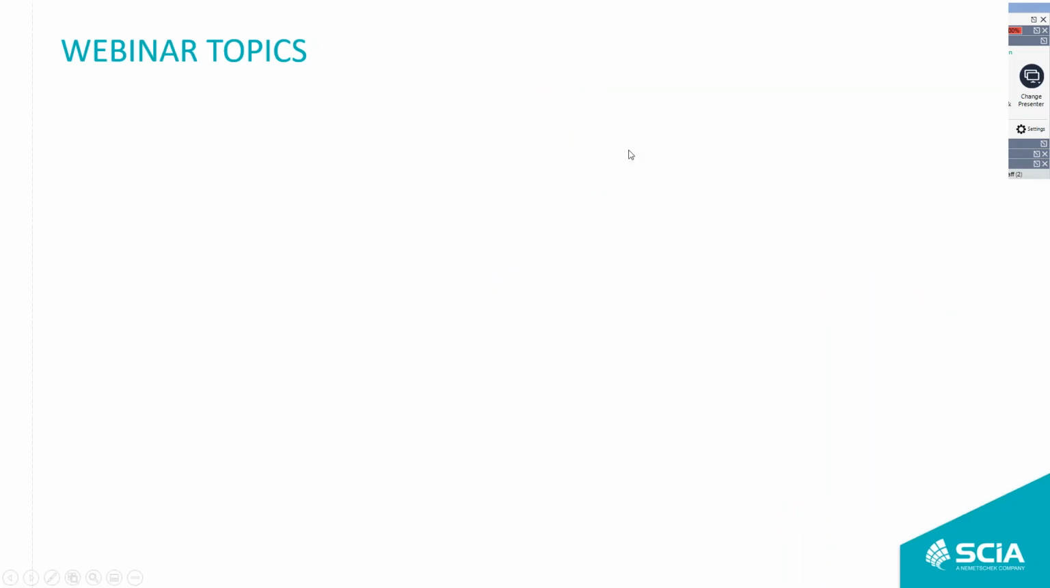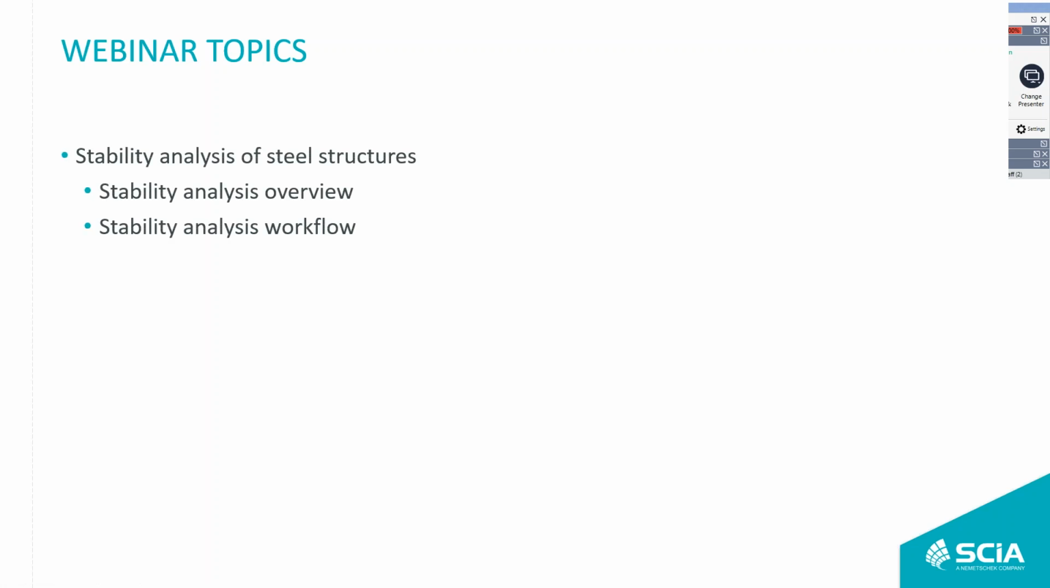Today we are going to talk about 3 topics related to steel. The first one will be the stability analysis of steel structures. This was already handled in the first part, but it's also needed for the second order analysis. So that's why I've put it also in this session.